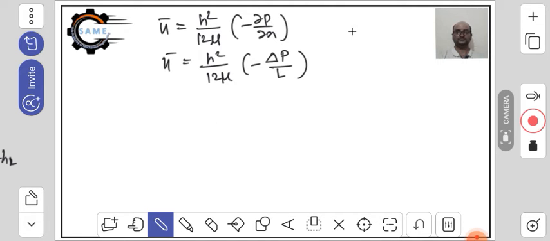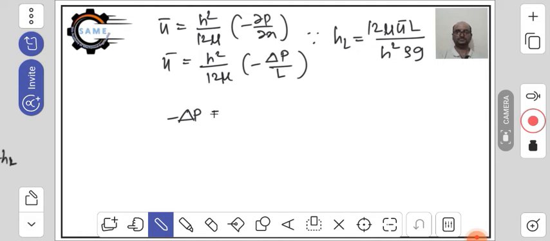We have calculated the head loss. What is the head loss? HL is equal to 12 mu u bar L divided by h square rho g. From this I am writing this. Now I can calculate the delta P, that is the pressure difference. It is 12 mu u bar L divided by h square.